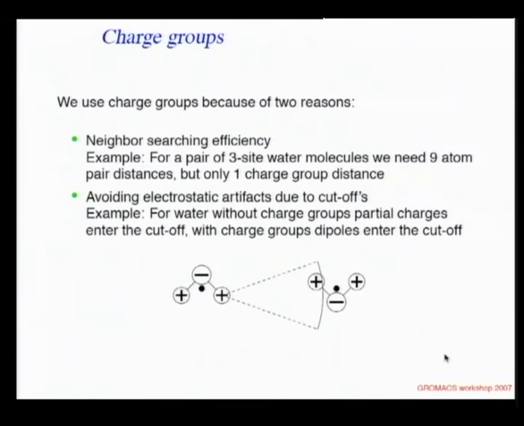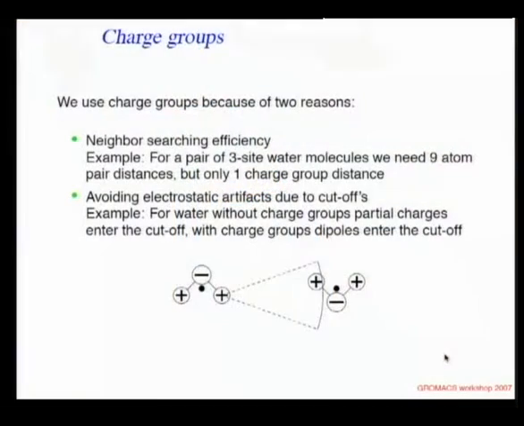This is done with charge groups, as Eric had already mentioned. We use this for two reasons. One is the efficiency of the neighbor search. If we have two water molecules, in principle we have 9 distances to calculate. But if we use the center of mass or center of geometry of these two water molecules, we only have 1 distance to calculate. So it is cheaper for the neighbor searching to group these atoms together and only look at distances between whole water molecules, and then put all the atoms in a list.